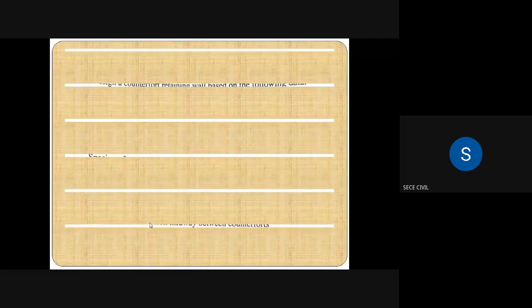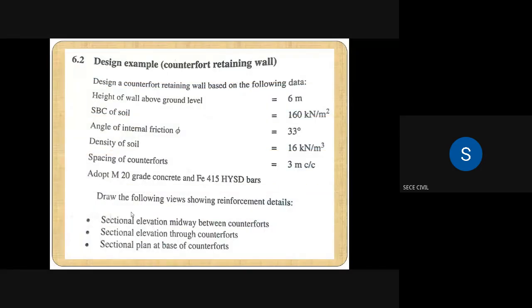Next, we'll see the design of the counterfort retaining wall. So this is the design data. Design a counterfort retaining wall based on the following data. Height of the wall above ground level is 6 meter. Safe bearing capacity of the soil is 160 kilonewton per meter square. Angle of internal friction 33 degree. Density of soil is 16 kilonewton per meter cube. Spacing of counterforts is 3 meter center to center.